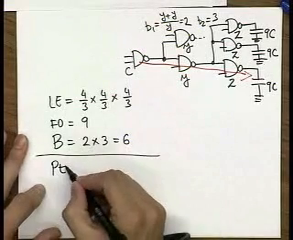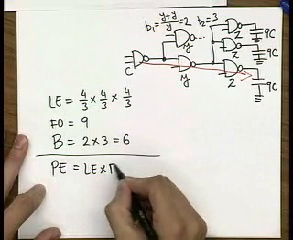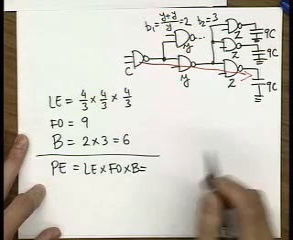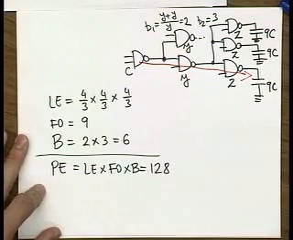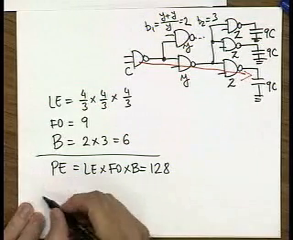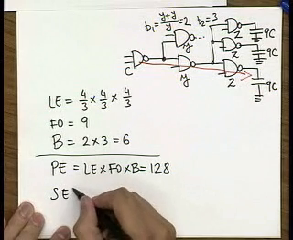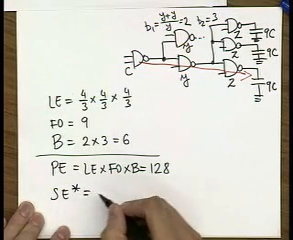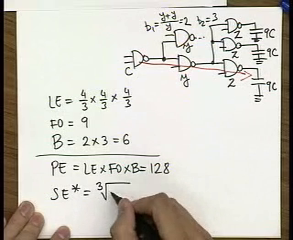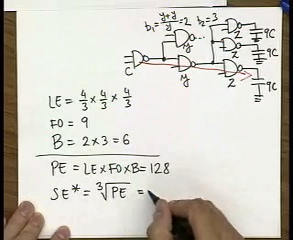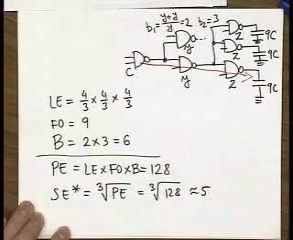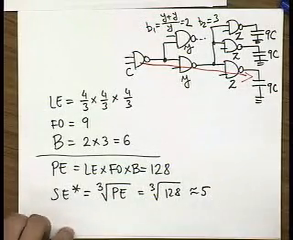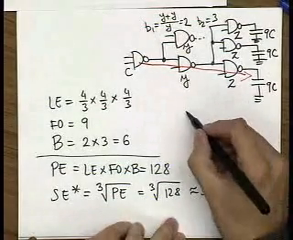Finally, path effort is equal to logical effort times the fan out times the branching, and when you calculate that, it comes to 128. And then finally, you can now do estimation of the best stage effort that is simply equal to third root of path effort, that is approximately 5. And then you can figure out the sizes working backwards.